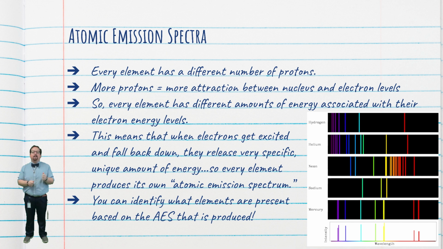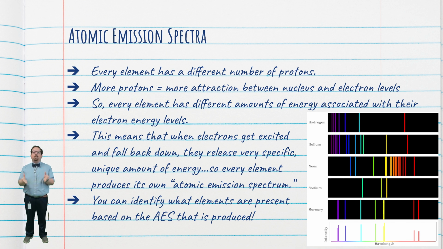Every element has a unique number of protons, right? Protons, being positive, attract electrons since they are negative. So the more protons you have in an atom's nucleus, the greater the attraction the electrons feel, and the closer they'll be pulled in towards the nucleus. Changes in distances from the electron energy levels to the nucleus causes changes in the energies associated with those energy levels. Again, the closer it is to the nucleus, the less energy it has, right?